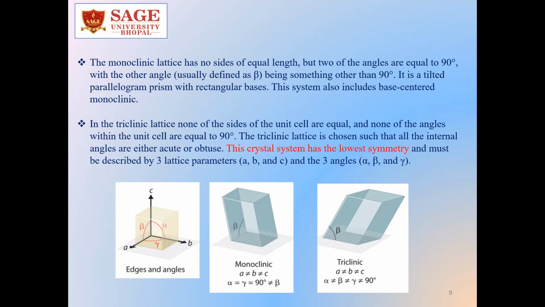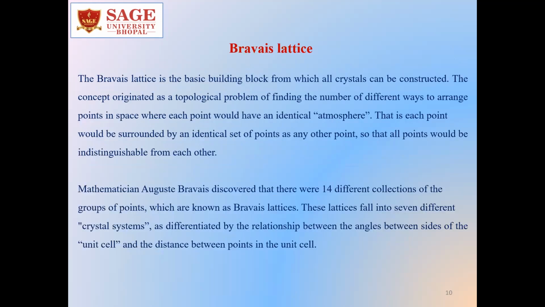In the triclinic lattice, none of the sides of the unit cell are equal and none of the angles within the unit cell are equal to 90 degrees. The triclinic lattice is chosen such that all the internal angles are either acute or obtuse. This crystal system has the lowest symmetry and must be described by 3 lattice parameters and the 3 angles. So all the parameters will be required to describe a triclinic lattice. So these are the 7 crystal systems.